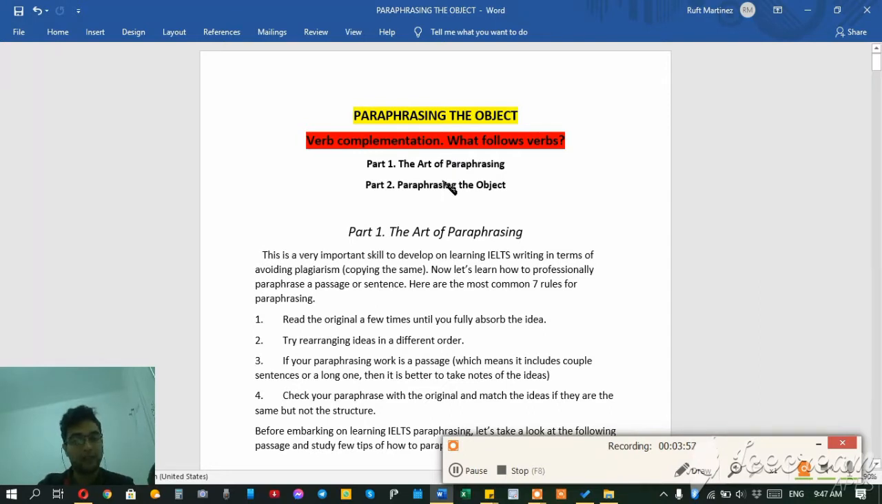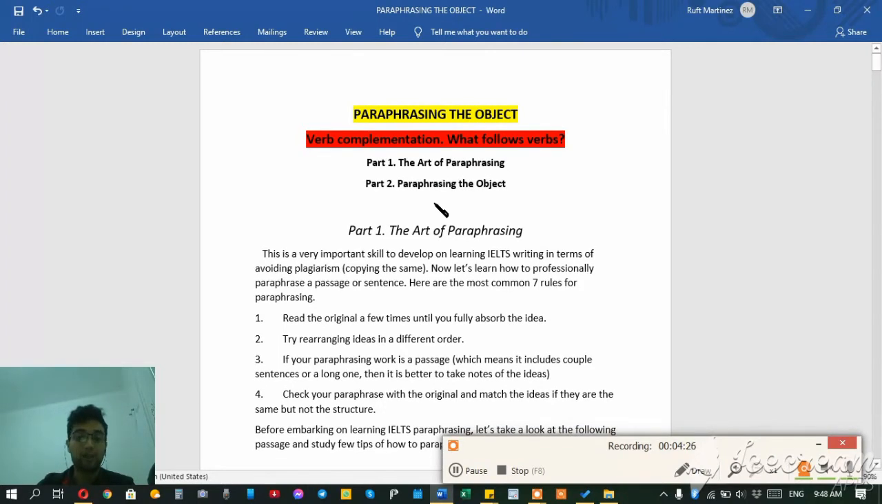Within the class we have 2 parts. We have the art of paraphrasing, which I sent you as material, but we haven't discussed this part deeply so far. Today we definitely focus on these 2 and learn them all. The second part is paraphrasing the object, which is the main subject of today. But let's start with the art of paraphrasing.